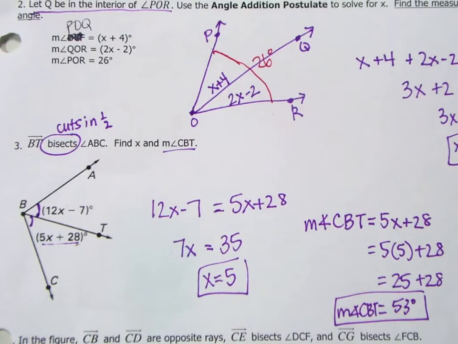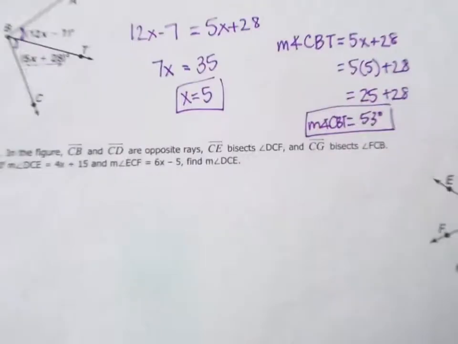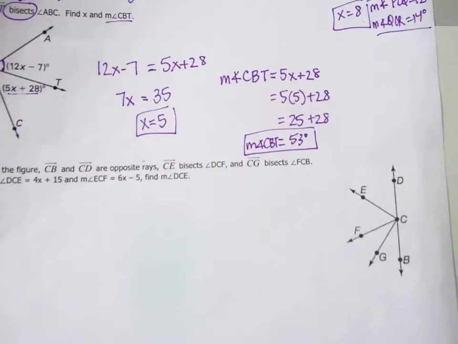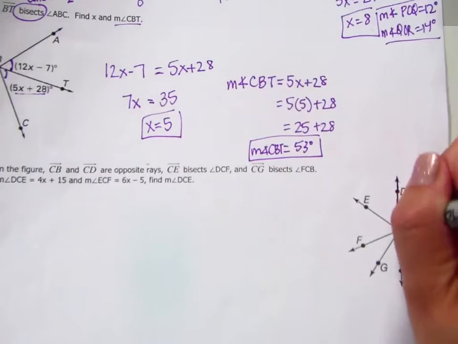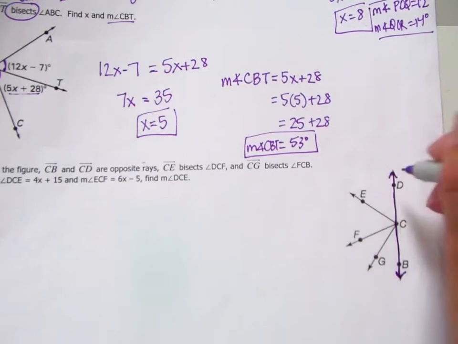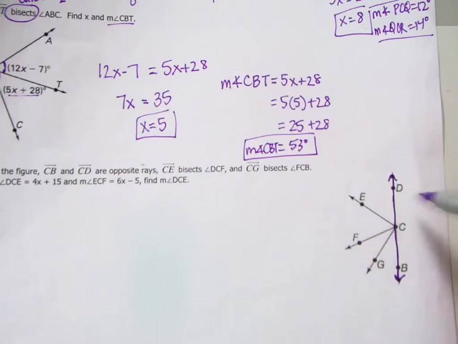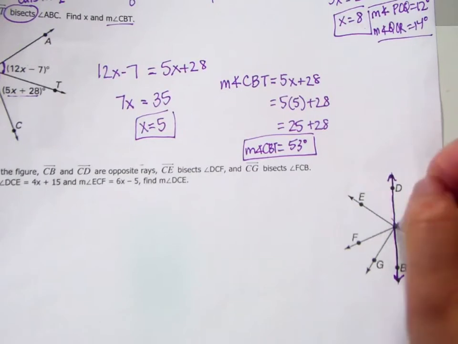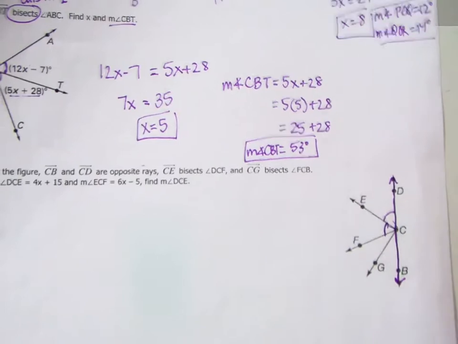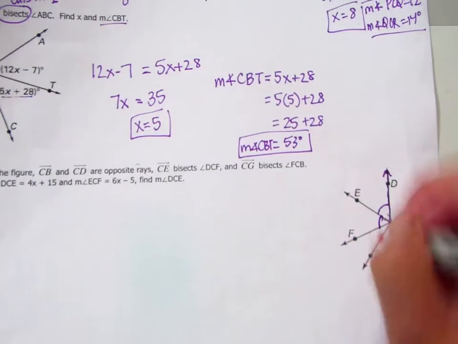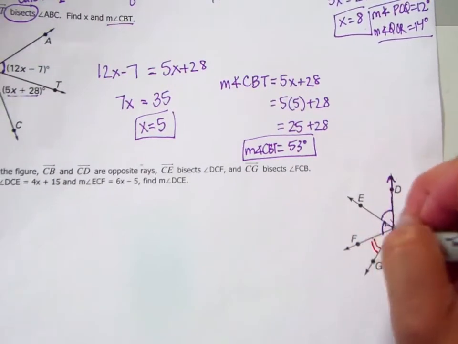Okie dokie, last example, here we go. It says in the figure, CB and CD are opposite rays. So we know that this is a straight line, 180 degrees. Let's see. CE bisects angle DCF. So this ray bisects this angle. That means these two are congruent. We're told that CG bisects FCB. So that means these two are congruent.